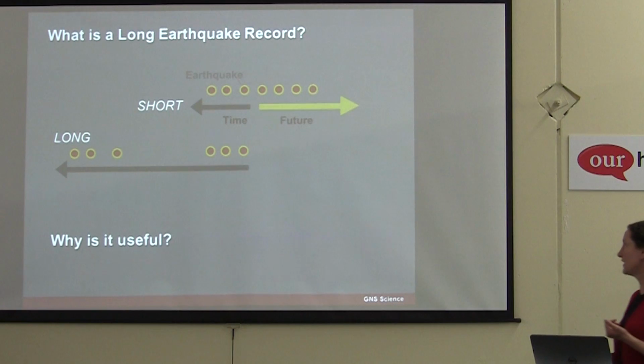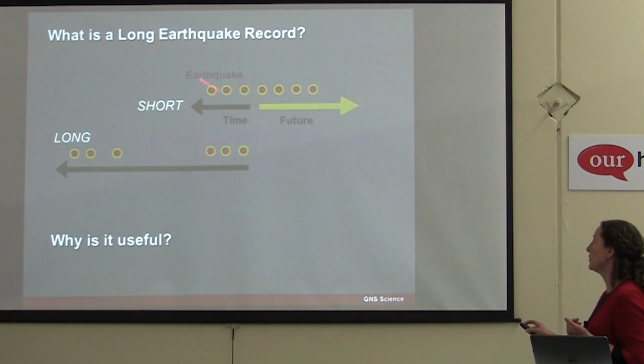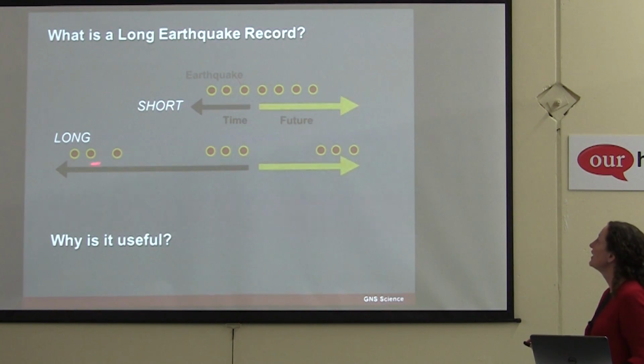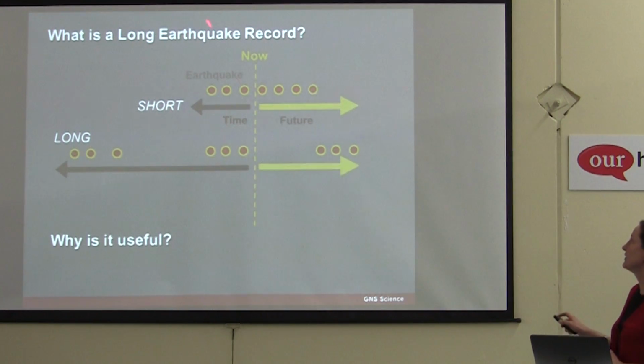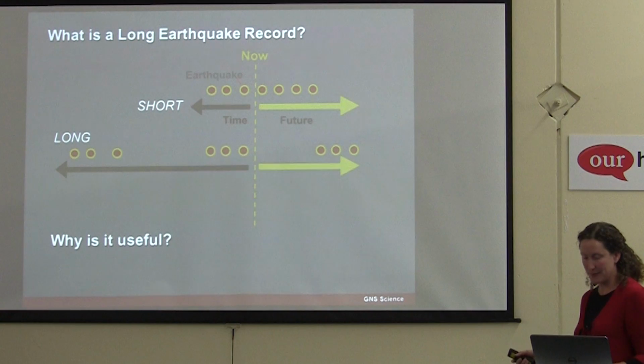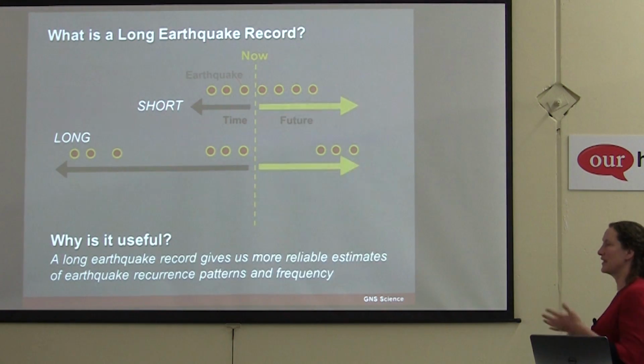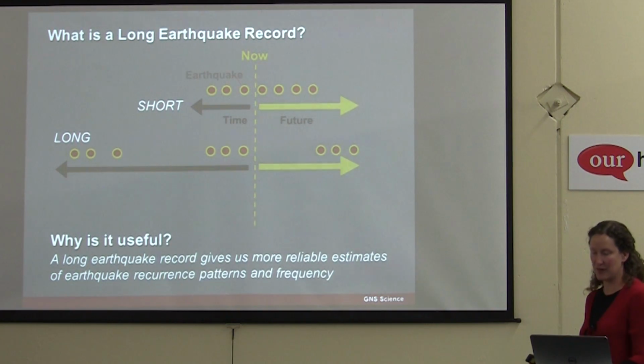So if we forecasted into the future just using a short period of time with a few earthquakes, we might follow the pattern like this. Whereas if we forecast into the future using this long earthquake record, we might follow the pattern like this. And from the perspective of now, this represents two very different hazard scenarios. So from the short earthquake record, we'd be saying we're about to have an earthquake. From the long earthquake record, we'd be saying, well, we might be up for a big gap with no earthquakes. So we really want to find out more reliable estimates for these earthquake recurrence patterns and their frequency and time.